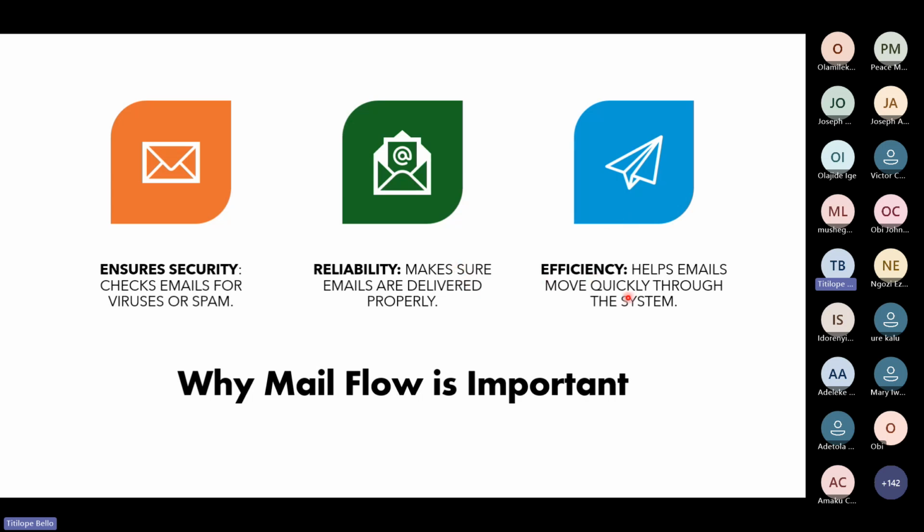And the third one is efficiency, right? It helps to move email quickly through systems. Like the example of if you are sending a mail to somebody who is not within your organization, it means that email has to hit your own Exchange Online server, and the Exchange Online server will then look for how it's going to send it to the destination. So it helps to route email, or move email, quickly from one system to another.